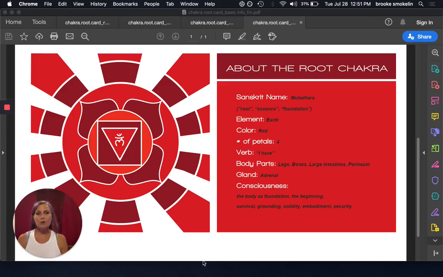Here we are going to just review some of the basics about the root chakra, to understand what the associations are and start to get familiar with these concepts. The first thing I want you to look at is this yantra, this image, this symbolic representation of the chakra. A few things you'll notice here: first, the color red. We get into that with some of the associations.